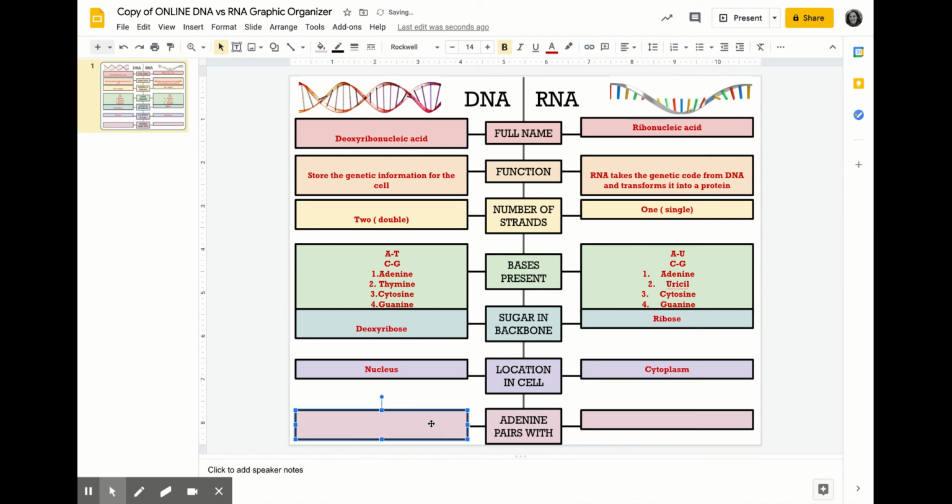And in DNA, adenine pairs with thymine. Remember, apple in the tree. In RNA, adenine pairs with uracil. Think aunts and uncles. This is definitely a document I would keep and hold on to.